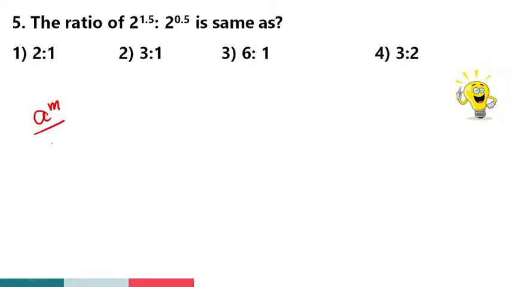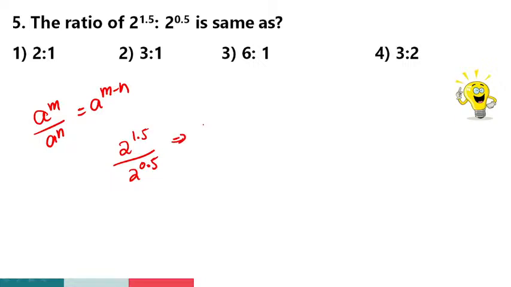a power m and a power n. What is the formula, guys? a power m divided by a power n is a power m minus n. Somebody is saying the answer is 2 is to 1. Very good, guys. Right. So in the same formation here, 2 power 1.5 by 2 power 0.5.